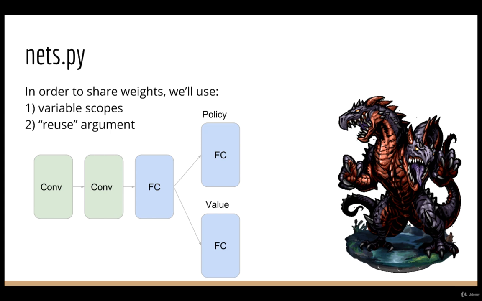Conceptually, you can think of this as a two-headed dragon. I'm not going to go into too much detail now about how this is implemented, but in TensorFlow, we'll want to make use of variable scopes and an argument named reuse, which tells TensorFlow to use the same weights that were already created. In the next few lectures, we'll look at this code in depth.